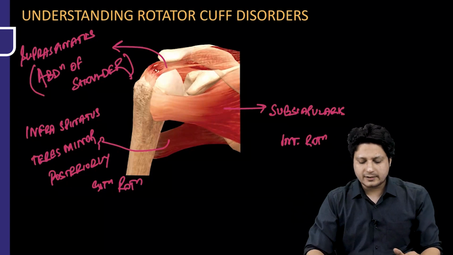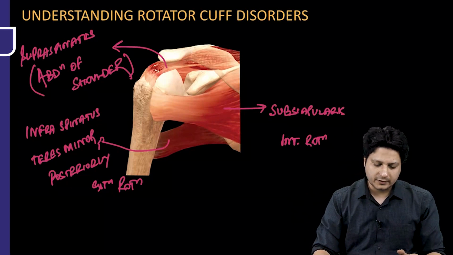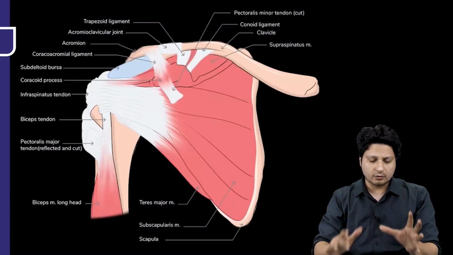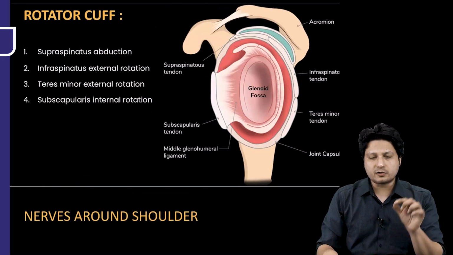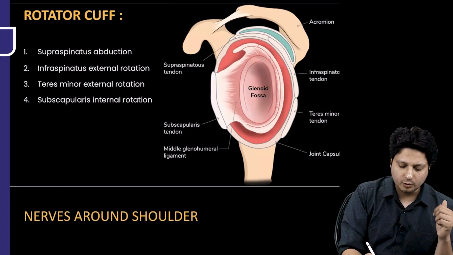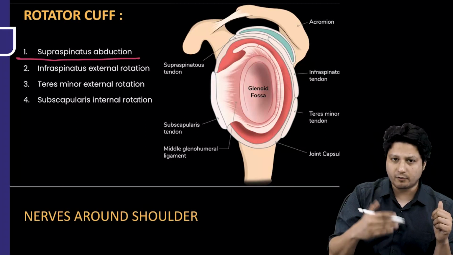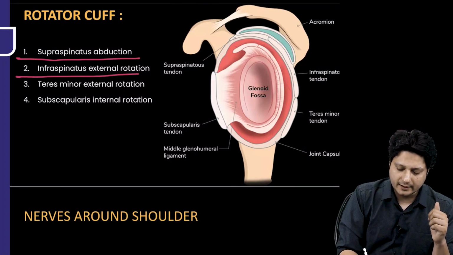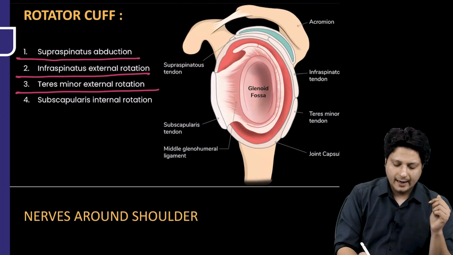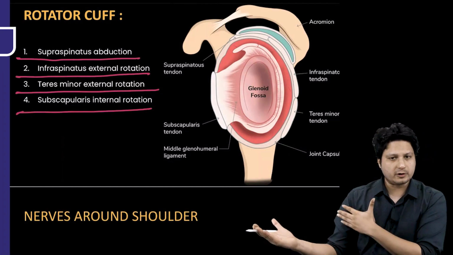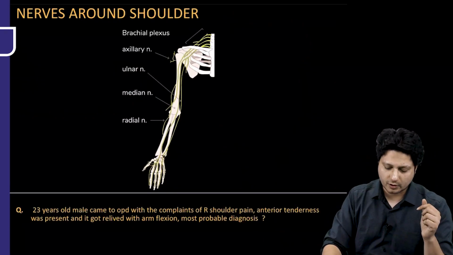Now, let's get back to the anatomical perspective again. These are the muscles which are arranged around the shoulder joint. This is all anatomy that you have to remember. As far as the rotator cuff is concerned, we already came to know that supraspinatus is responsible for abduction, infraspinatus as well as teres minor for external rotation, and you came to know why. And finally, subscapularis is responsible for medial or internal rotation of the shoulder.